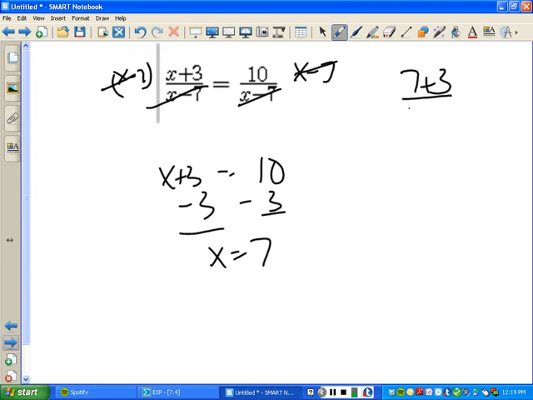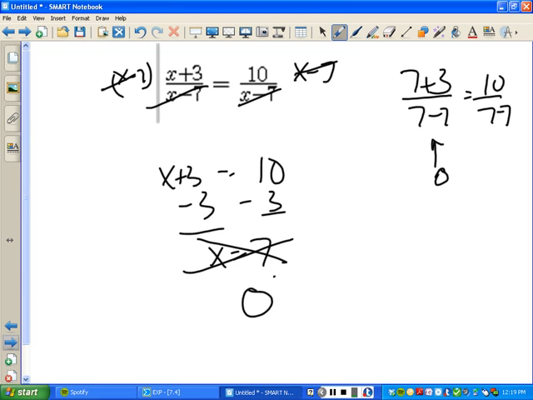7 plus 3 over 7 minus 7 equals 10 over 7 minus 7. And this is a case where the bottom piece turns out 0. And when the bottom piece turns out 0, you cannot do that. And so you're going to say the answer cannot be x equals 7 and go with no solution instead. Again, I remind you that if you forget to check, no issues, I'll check it for you. Okay?